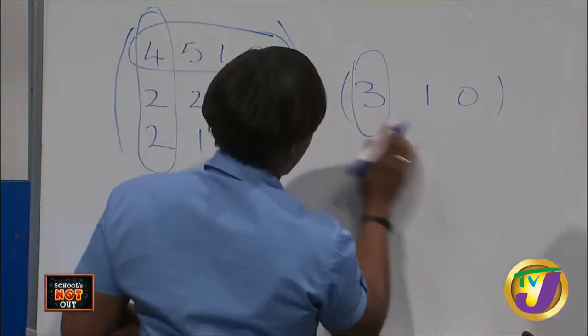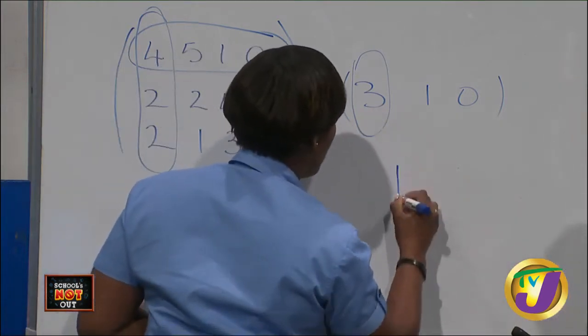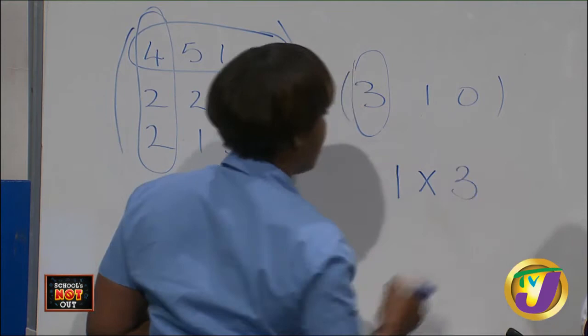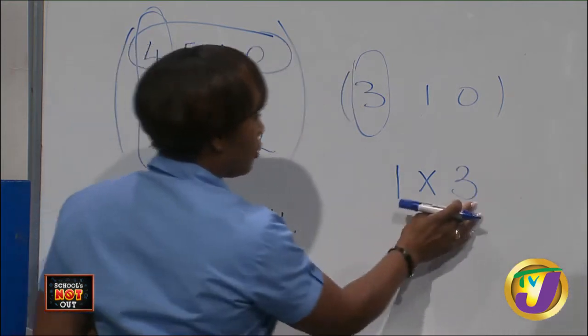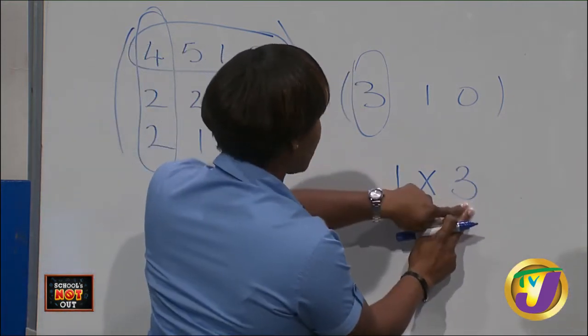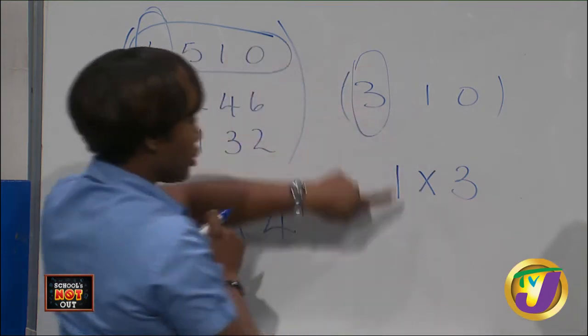All right, so we have this now. Let's name this matrix. It is a one by three matrix. That's the order of that matrix. Good. So we have three columns, and in each column, we have one term.